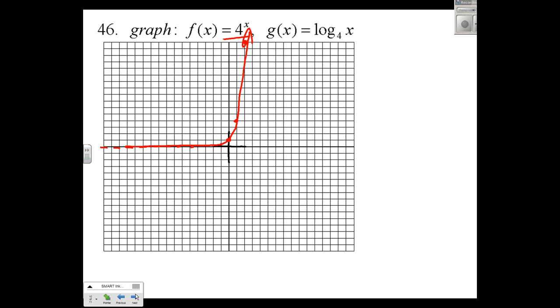Okay, log base 4 of x. How are we going to graph that? I know in past years you might have said this is equal to y and then said this is 4 to the y equals x and then chose values of y and done a t-chart backwards. I'm not doing it.